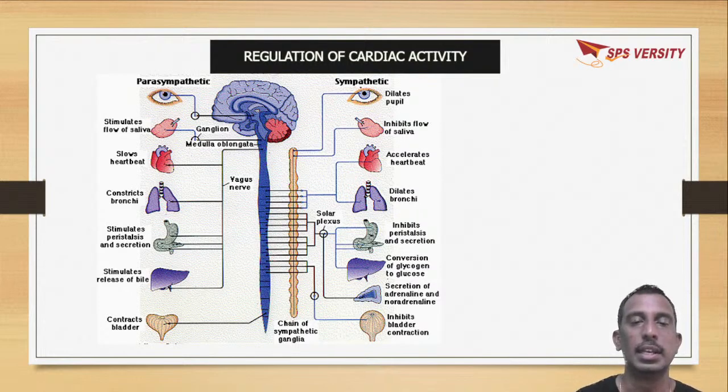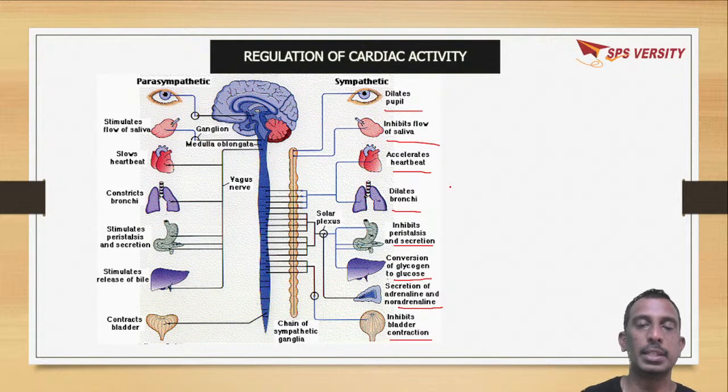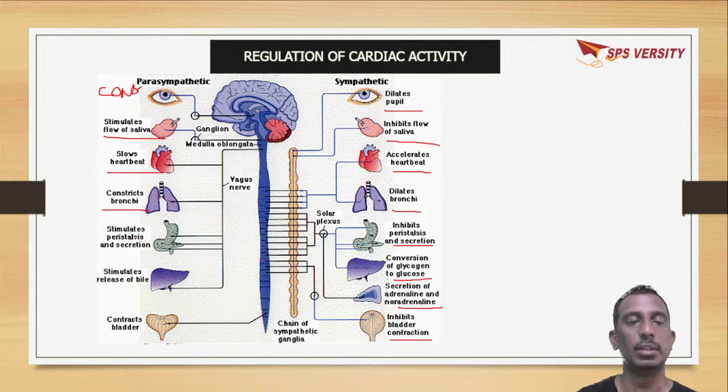So here you can see sympathetic and parasympathetic. Sympathetic dilates the pupil, inhibits flow of saliva, accelerates heartbeat, dilates bronchi, inhibits peristalsis, converts glycogen into glucose, secretes adrenaline and noradrenaline, which will increase heartbeat, and inhibits bladder contraction. Parasympathetic has the opposite action: contraction of the pupil, stimulates flow of saliva, slows the heartbeat, constriction of bronchi, stimulates peristalsis, stimulates release of bile, and contraction of the bladder. So sympathetic will increase and parasympathetic will decrease the heartbeat rate.